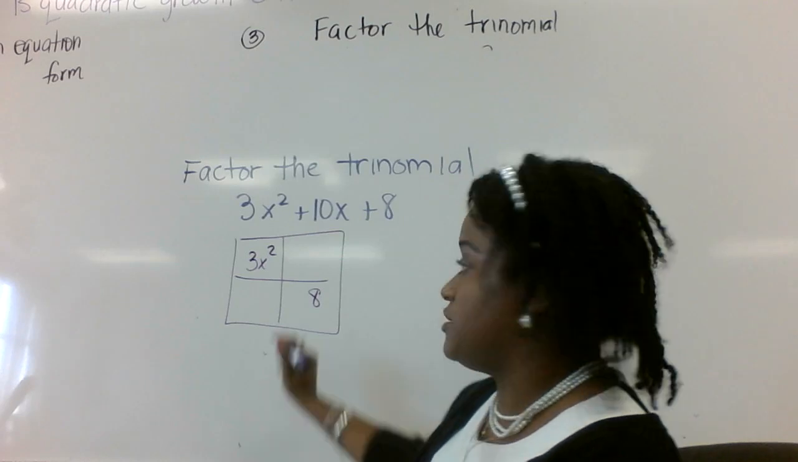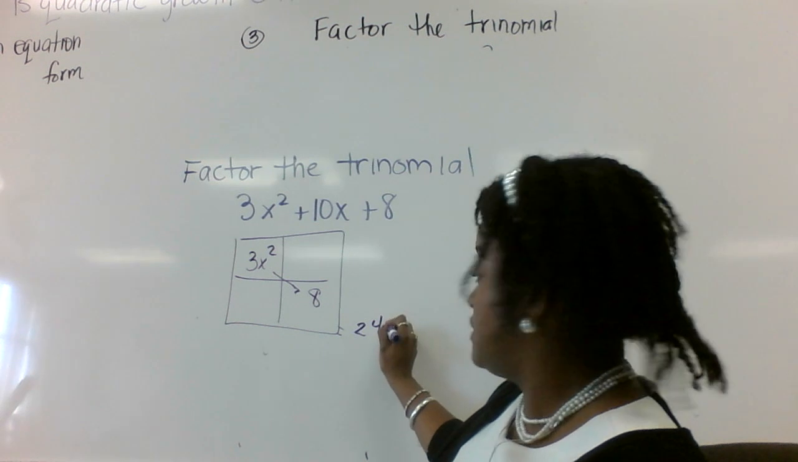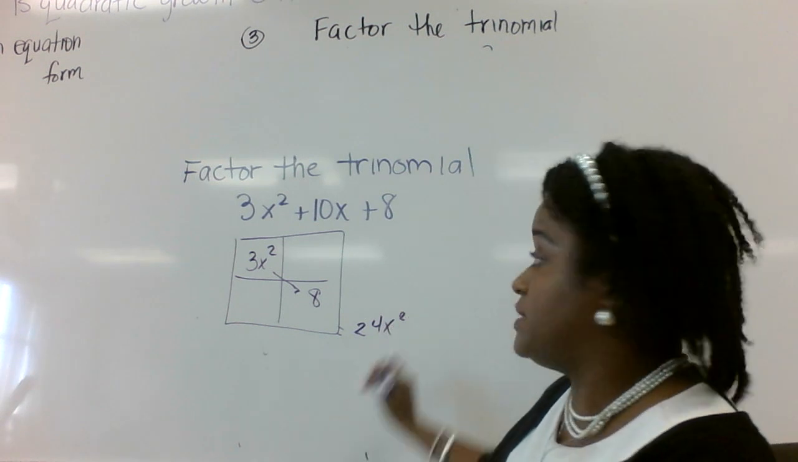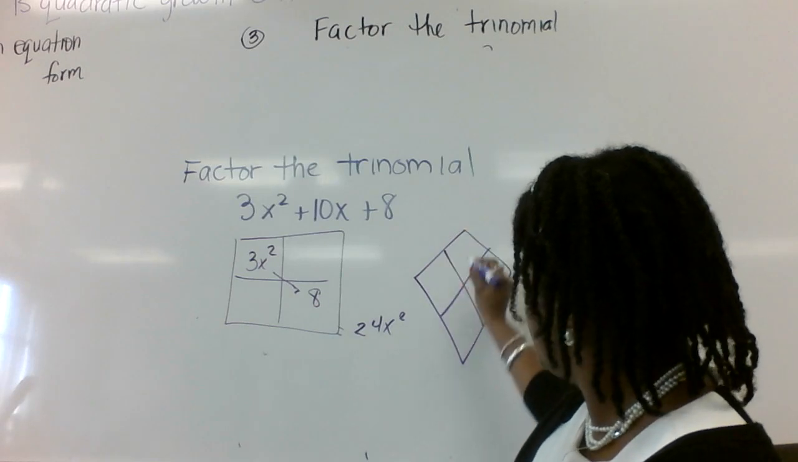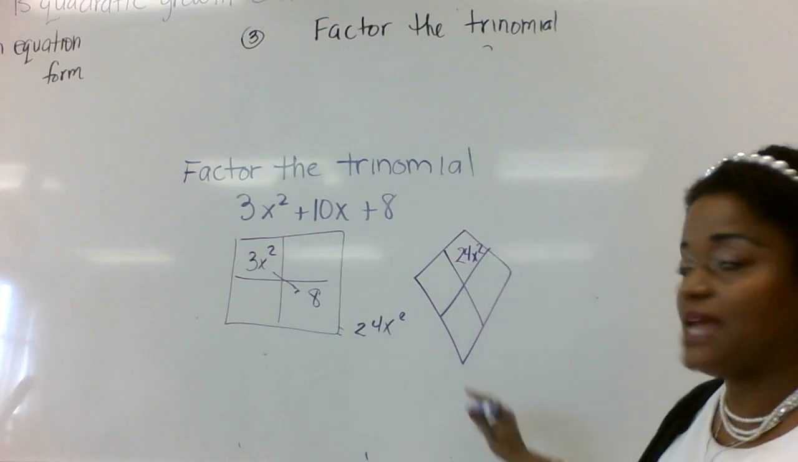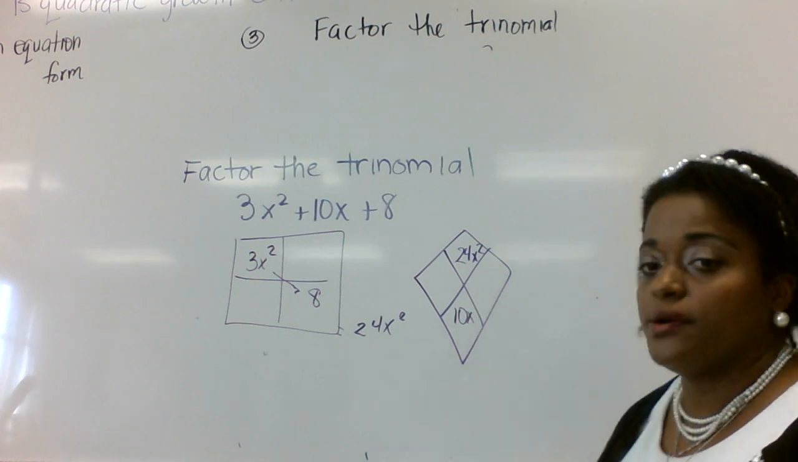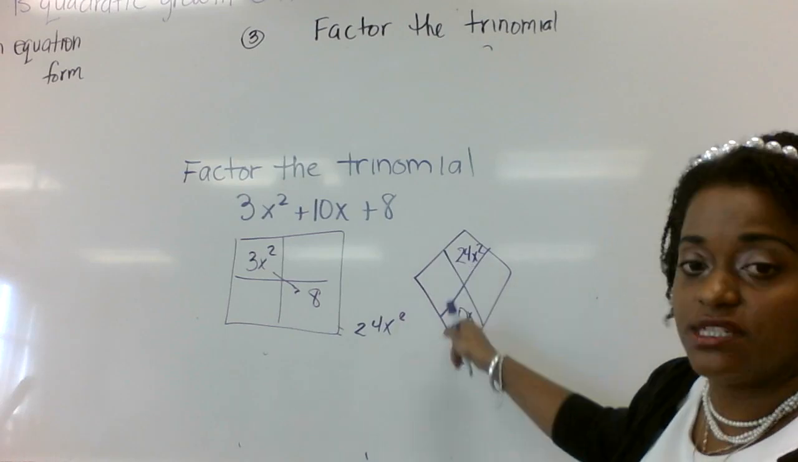You want to multiply those. We get 24x squared. That 24x squared goes at the top of your diamond. And at the bottom of the diamond, 10x. Okay, so what two numbers do you know multiply to equal 24x squared and add to give you 10x?